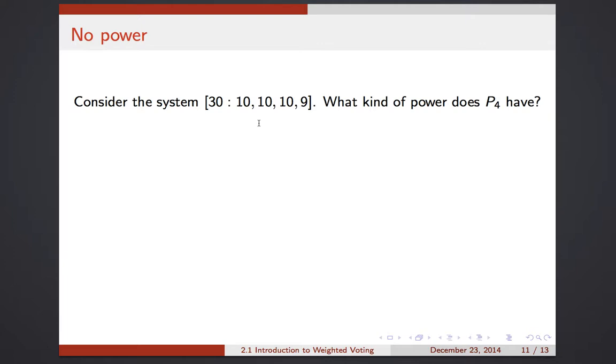Suppose, though, that player 4 doesn't want that motion to pass. Okay, if he doesn't want that motion to pass, can he do anything about it?